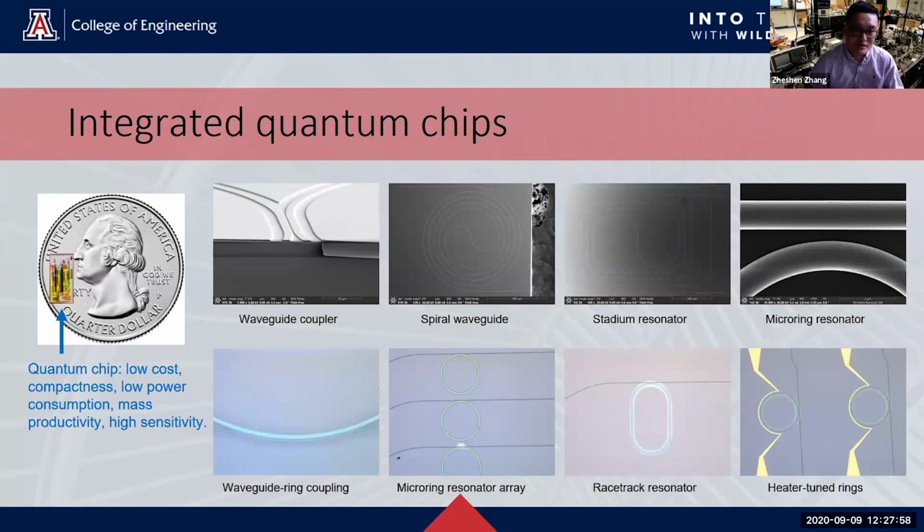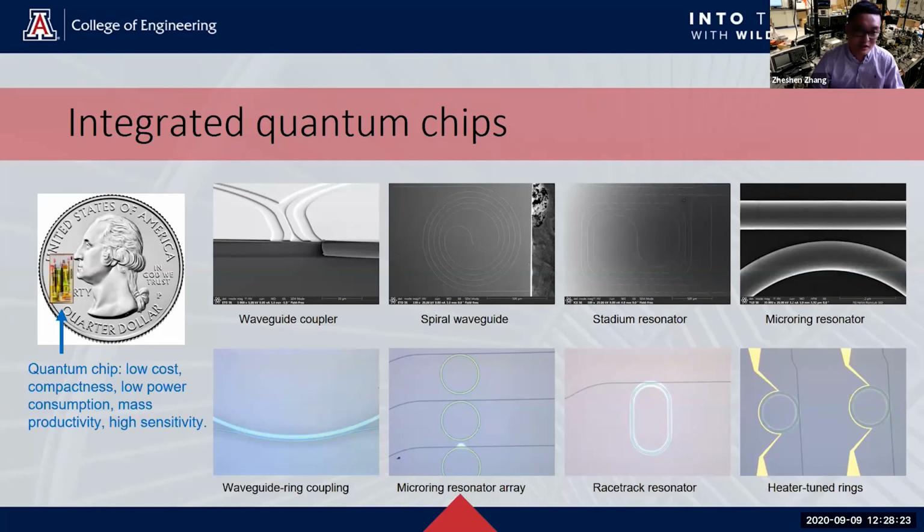Going forward, a lot of the experiments have been proof of concept, but to widely deploy quantum technology, what we really need is an integrated, compact solution. This is another research direction that my group is pursuing. We are developing integrated quantum chips to host all these quantum devices.